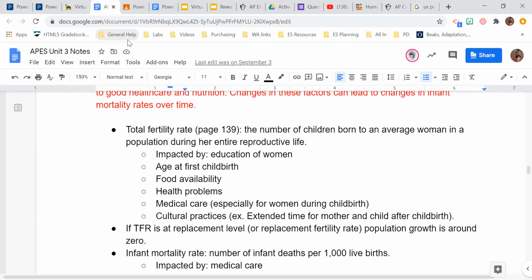Medical care can also affect total fertility rate, especially for women during childbirth. Some women, if they don't have good medical care, end up having a hysterectomy, which might remove their uterus so that they can't have future kids. Emergencies like that can happen, and they're going to happen for people who tend to not have as good medical care during their pregnancy. And then, of course, cultural practices. A lot of different cultures will have extended time for mother and child after childbirth.